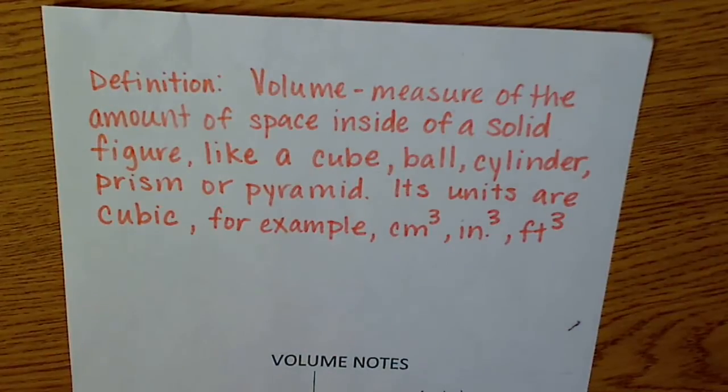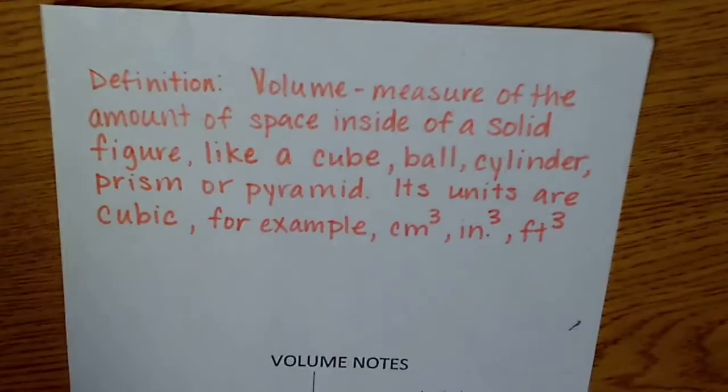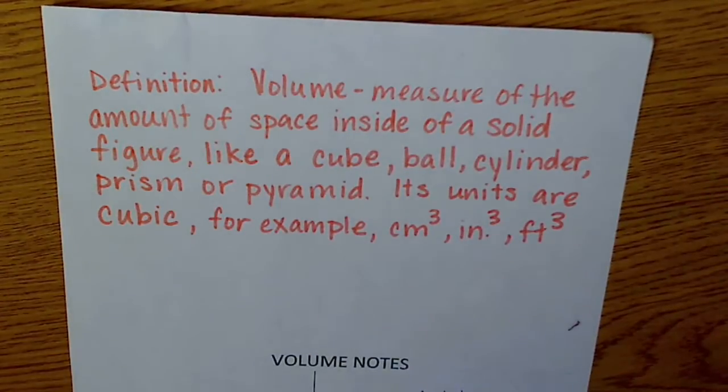All right, so the volume of any object is a measure of the amount of space inside of a solid figure. So this piece of paper is 2 dimensions. It has length and width, but it doesn't have any height. It doesn't come up. So if I have, for example, this apple, it has space inside. So the volume is simply measuring what's inside of here.